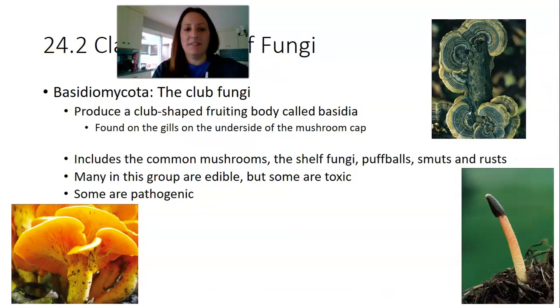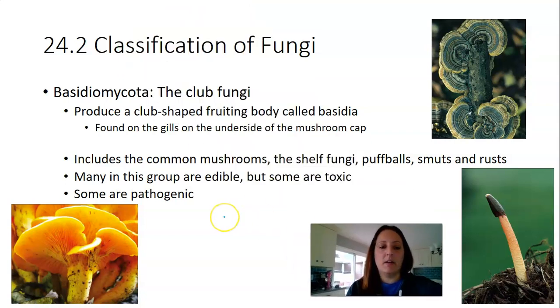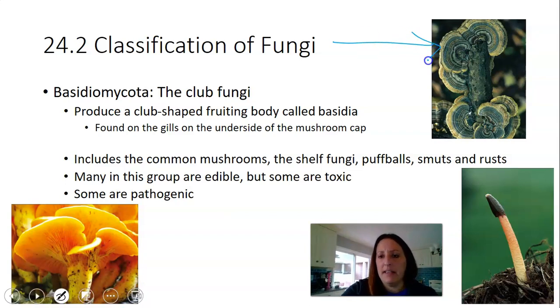Okay, one more. So we did the Zygomycota, the bread molds. We did the Ascomycota, the sac fungi. And the last type here, the Basidiomycota, which you're probably very familiar with as well, maybe most familiar with. These are the club fungi. So these guys produce a club-shaped fruiting body called the basidia. And you may have seen these, again, when I'm out hiking, I can't help myself. These are called bracket fungi or shelf fungi. You'll oftentimes see these on downed trees, okay?